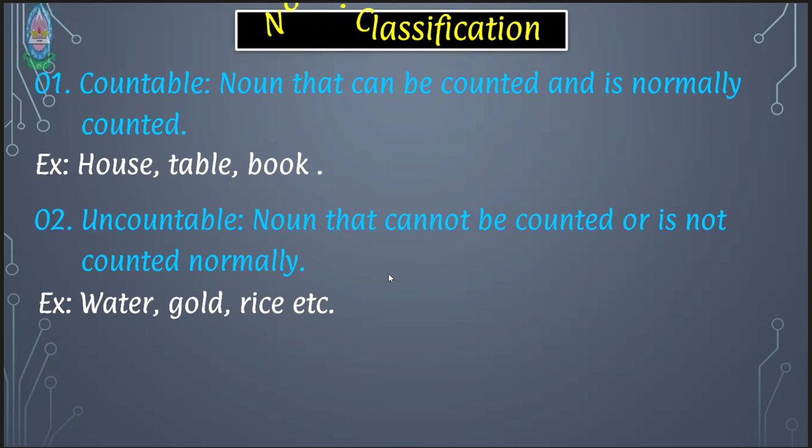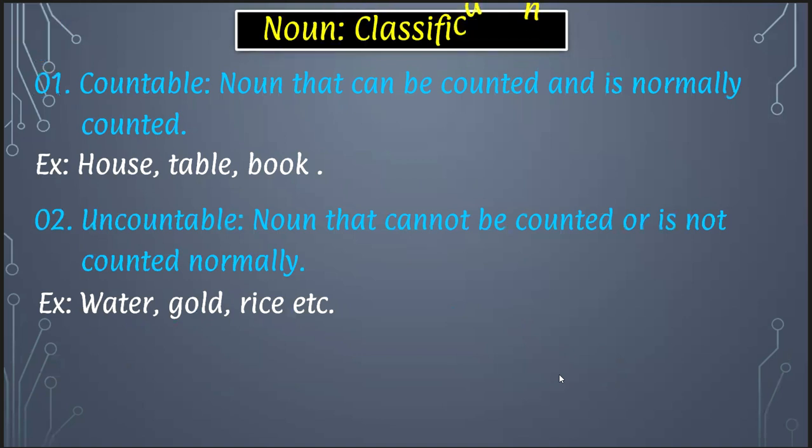The present part is that noun can be classified on the basis of countability. Noun can also be classified on the basis of countability. I mean, you can count or cannot count. So the nouns that you can count, and normally you count, are called countable. So in short, we can say that the nouns that can be counted are called countable noun. And there is another type of nouns.